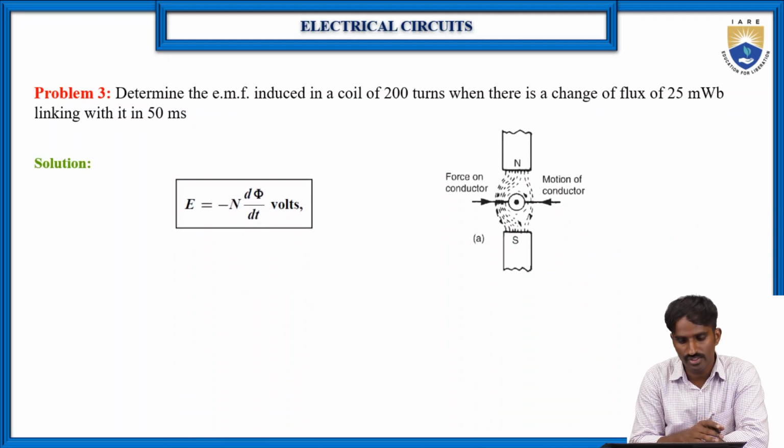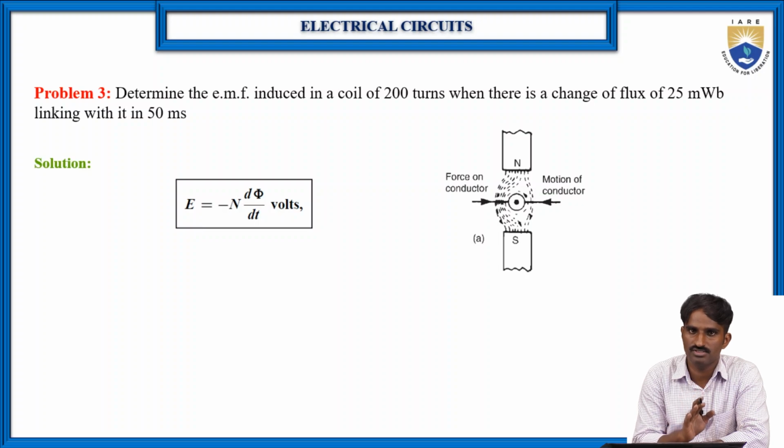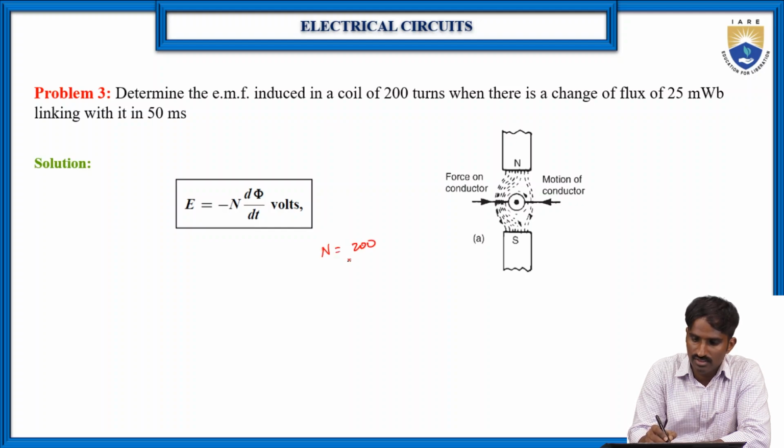So in this case, now we are going to discuss some more parameters. Not only the length, the flux density and the velocity of the conductor, it also depends on the number of turns and the rate of change of flux. The number of turns and the rate of change of flux, right? So that's why, as given in the problem, the coil has 200 turns. So the number of turns N is equal to 200, and the change of flux, which means d phi by dt, is equal to 25 by 50.